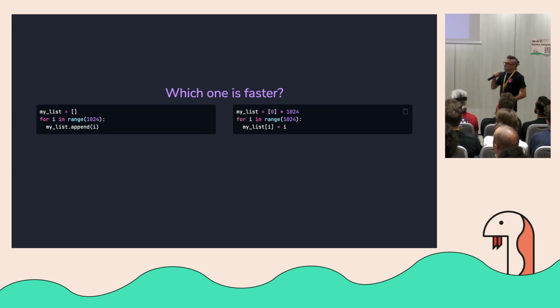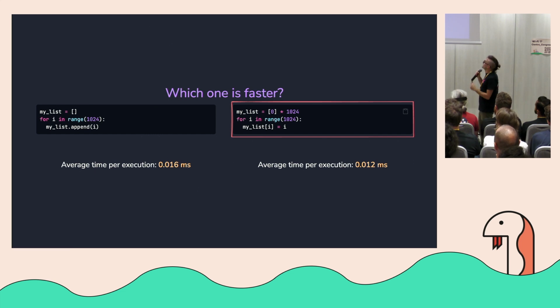So which one is faster? Yes, of course, because it pre-allocates. It creates an empty list, and it populates it. So the list never gets destroyed. In the first case, the list gets resized a lot of times, and that takes time and resources.